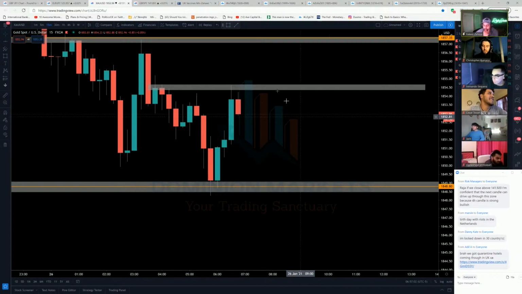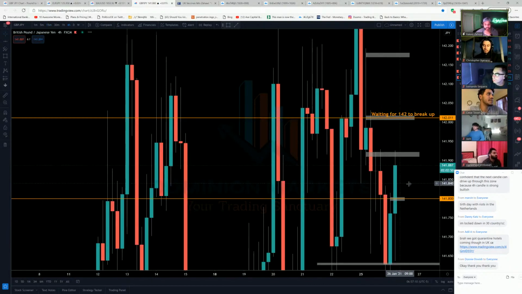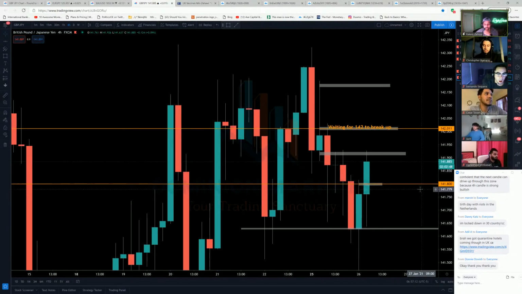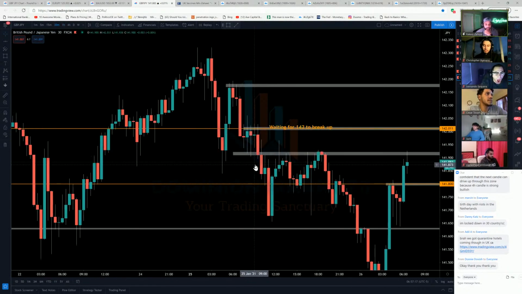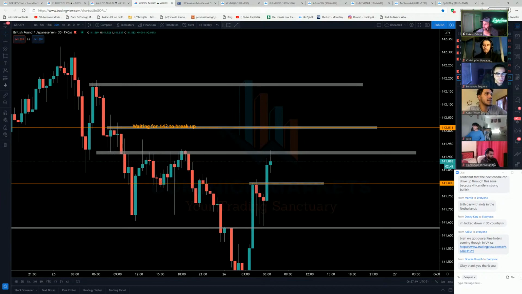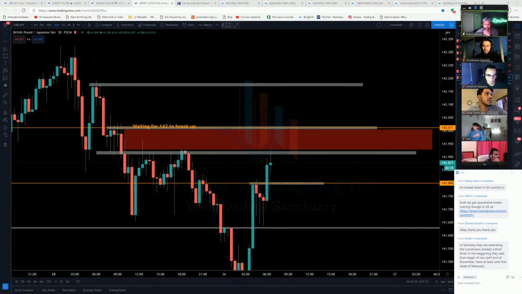If we close above 141,920, I'm confident that the next candle can drive up through this zone because the 4-hour is strong bullish. Let's take a look at the 4-hour. Yes, 4-hour strong bullish, right? But the only thing is, this is not enough range, right? This is not enough range right here. This is like a 9 pip range. This is not a good range to trade.